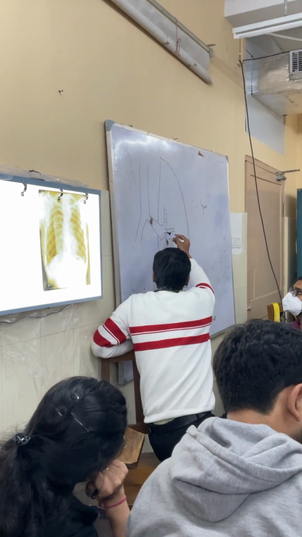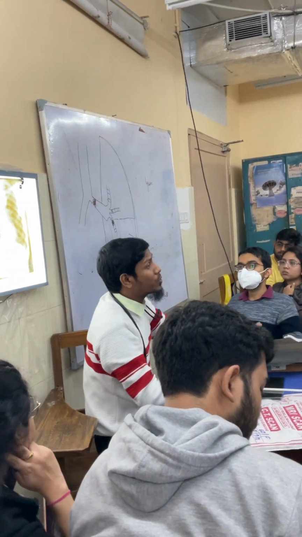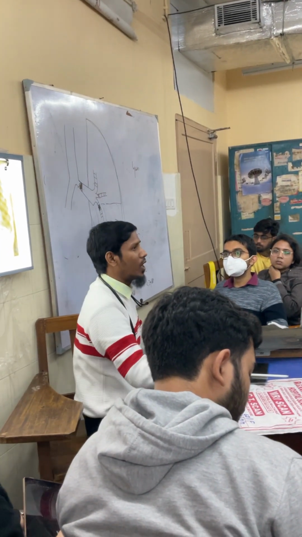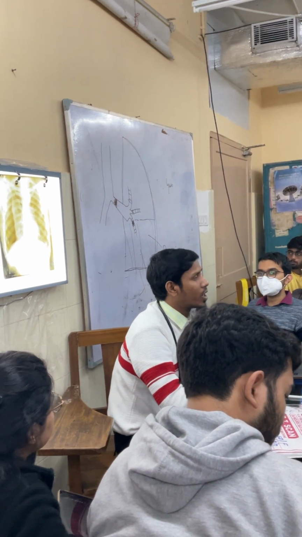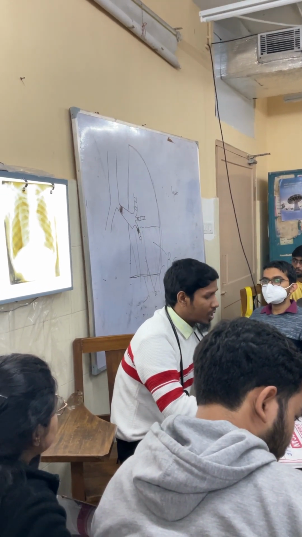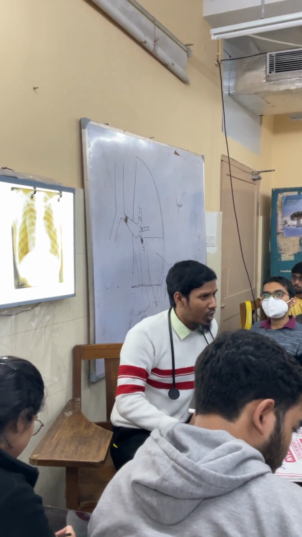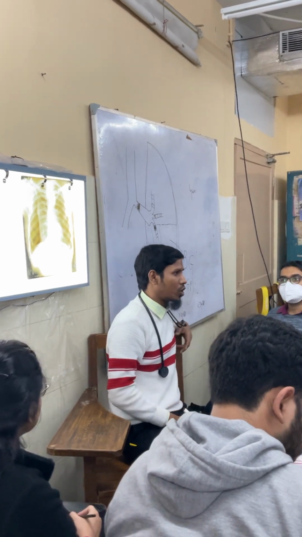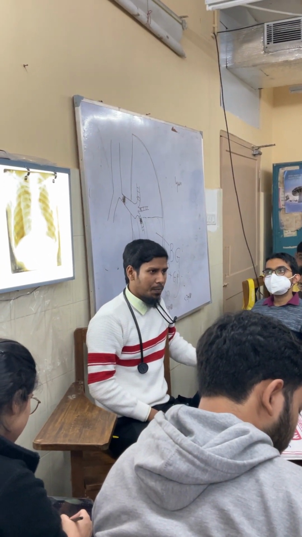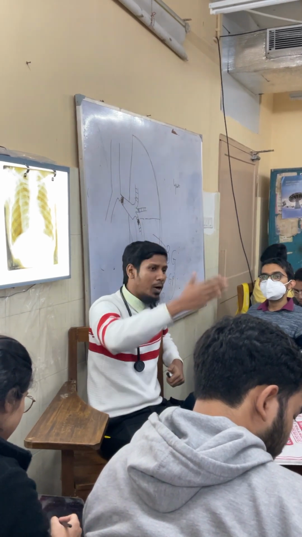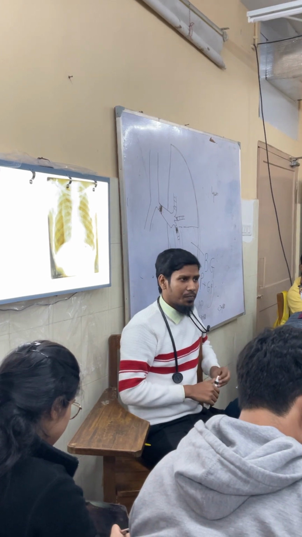Suppose this part is blocked, then you get the middle area collapsed, or this part. So the collapse will not happen from up to down. Either the collapse of the upper lobe, or of the lower lobe, or of the middle lobe. If the upper lobe bronchus is blocked or occluded due to endobronchial growth, there will be upper lobe collapse, but it will not happen from above to downward with everything collapsing. You get it?